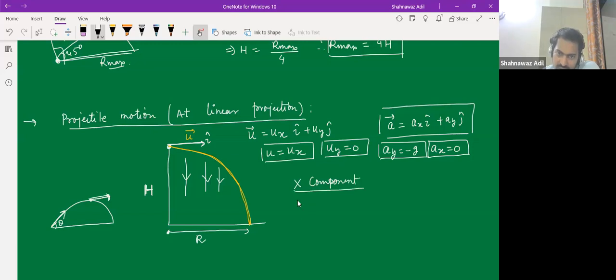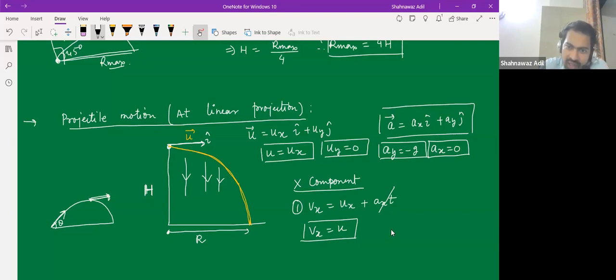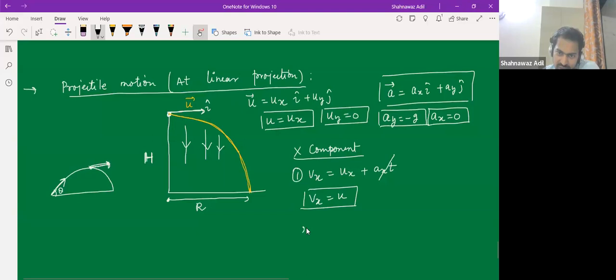So first is what? Vx is ux plus axt, right? We know that ax is 0. So Vx equals ux, which is u. So it will have the same velocity, which means that in the x direction I don't have any acceleration. The velocity is constant in the x direction. Understood, guys? Yes, sir.